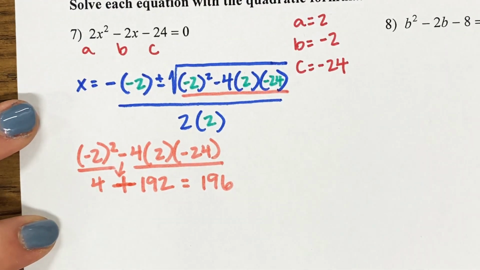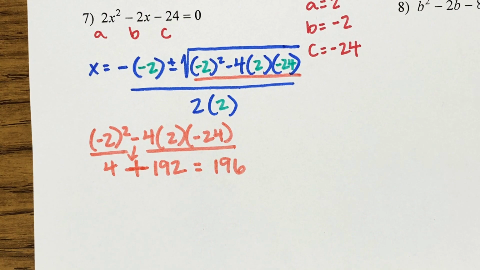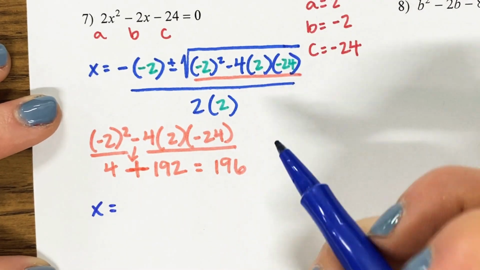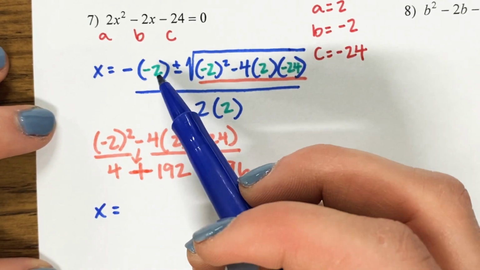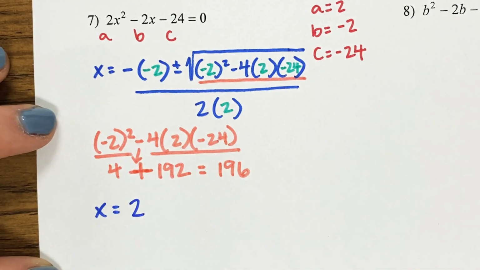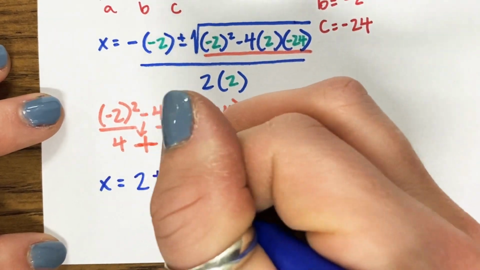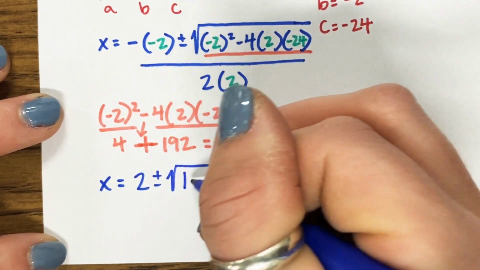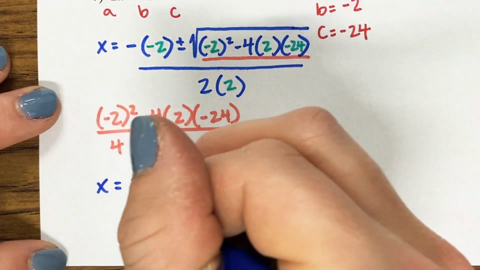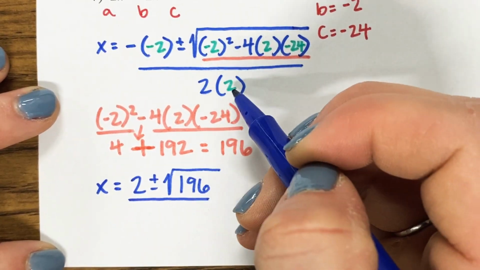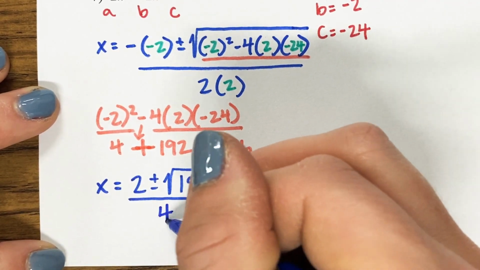So let's go ahead and rewrite it in our formula. We have x is equal to, again, what happens when I have this double negative? Minus -2 actually turns into a positive, right? Plus or minus the square root of 196, right? That's what we got for inside our discriminant, all over 2 times 2, which is 4.